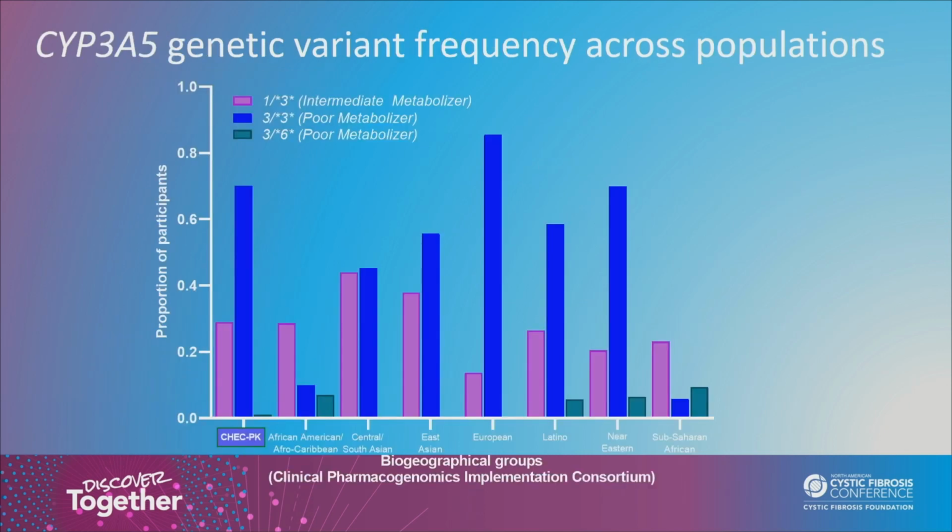So we looked at a series of variants, 3 variants, which are denoted by star connotations, and I don't have time to go into that. If you have questions, ask me after.